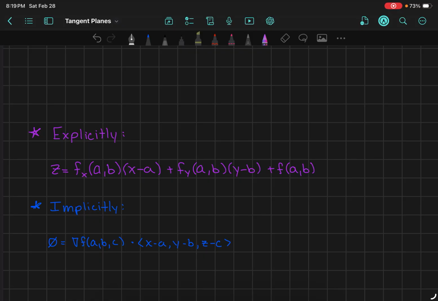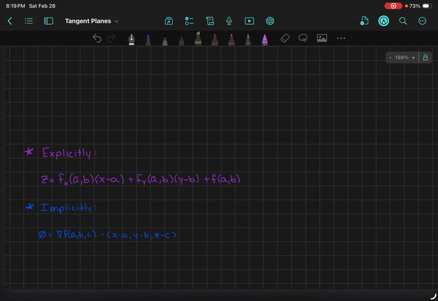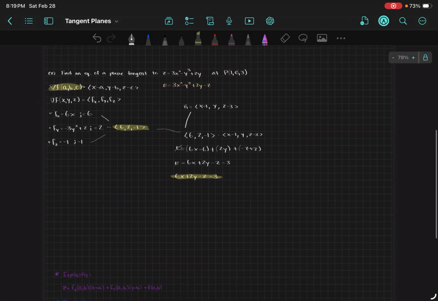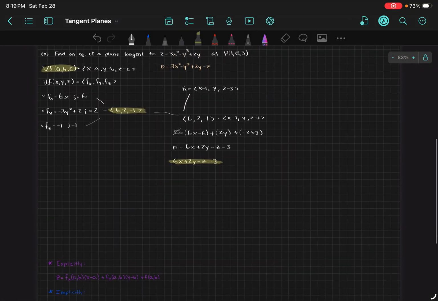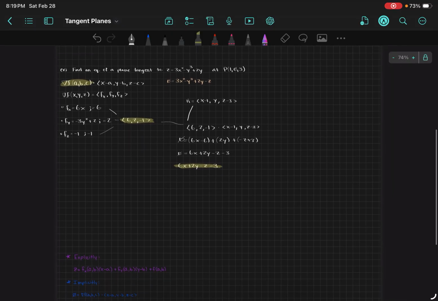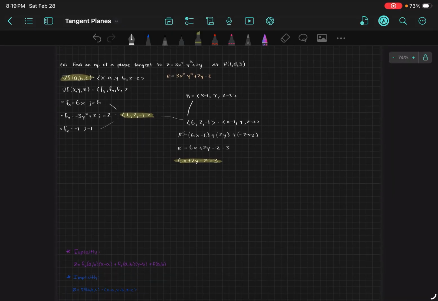Implicitly, exactly what I did here, is a little bit more digestible in my opinion. We have our gradient of f at (a, b, c), taking the dot product with our (x minus a, y minus b, z minus c). Explicitly, I'm sure if we did it, it would have given us the exact same answer: z is equal to 6x plus 2y minus 3. I'm not going to show that because we already did it implicitly, so there's really no point other than perhaps checking our work. Beyond that, I see no reason why we don't just do it implicitly every time. As I said prior, that's just the way that I like it.